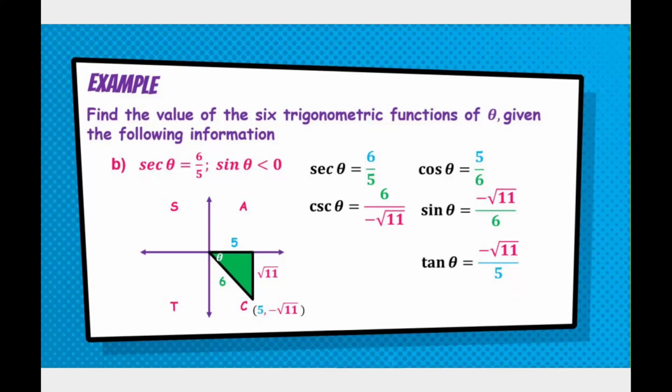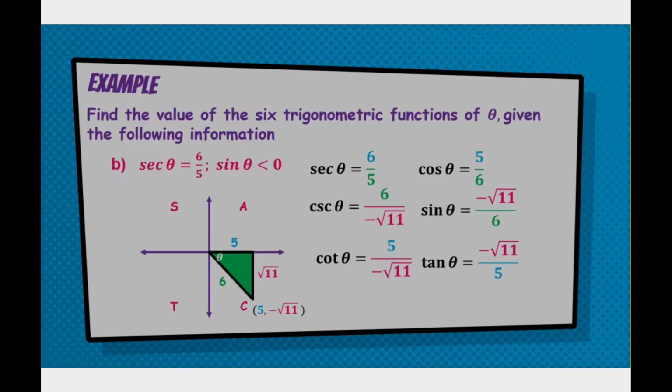I don't care where I put that negative sign, by the way. I can put that out in front of the fraction. It just makes it easier knowing that that's the y or whatever. Tangent is opposite of the angle over the adjacent side, so negative square root of 11 over 5, and then cotangent is 5 over negative square root of 11.